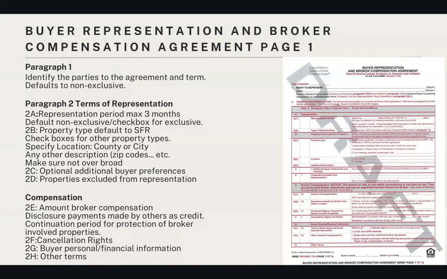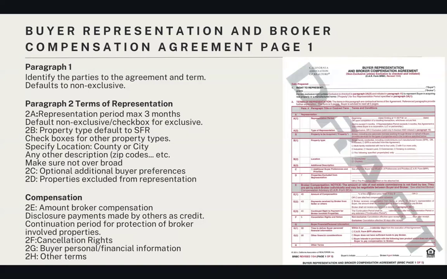So nothing magical about paragraph one. It just identifies the parties to the agreement and the term. The document defaults to non-exclusive. So there are a couple of things that you have to do in order to make it exclusive. And we'll talk a little bit about that as we go.